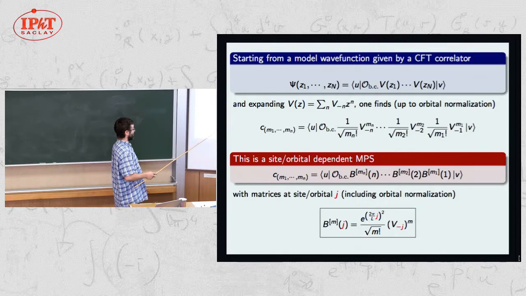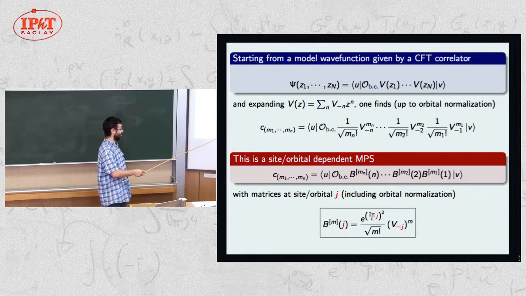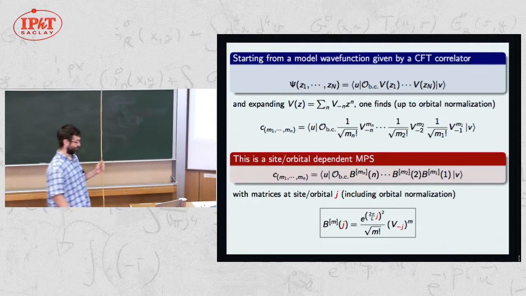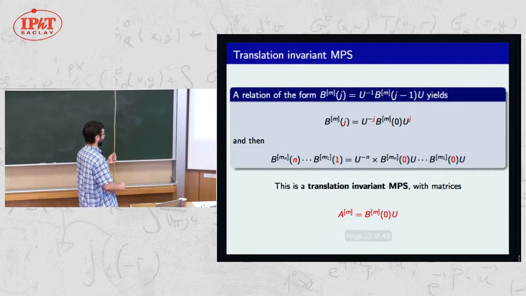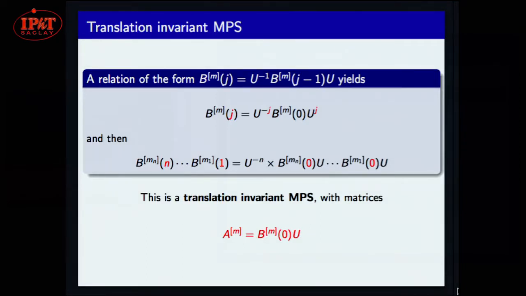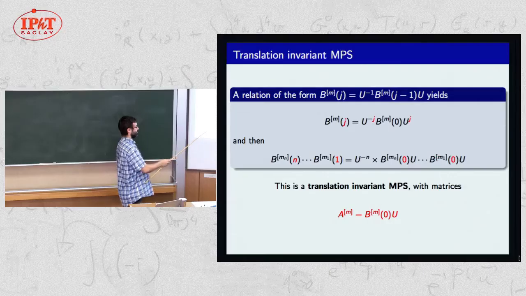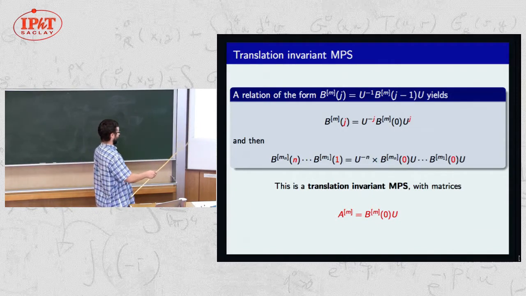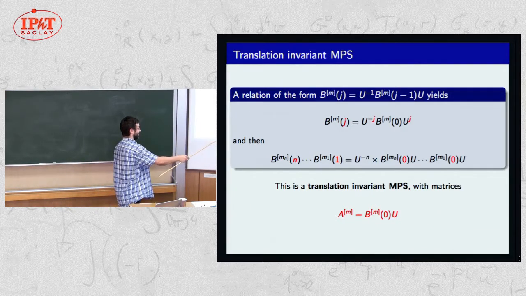And it is an MPS with one little caveat, which is that each matrix depends on the orbital. So at orbital j, you have two matrices, B0, B1 for fermions, or B0, B1, B2, etc. for bosons, but they do depend explicitly on the orbital. So it is an MPS, but it's not a translation invariant MPS. But it turns out you can make it translation invariant because there's some relation that the matrix at site j is the same as the matrix at site 0 up to some gauge transform or some unitary transformation. So that means that this product you can rewrite like this, and now this is a translation invariant MPS.